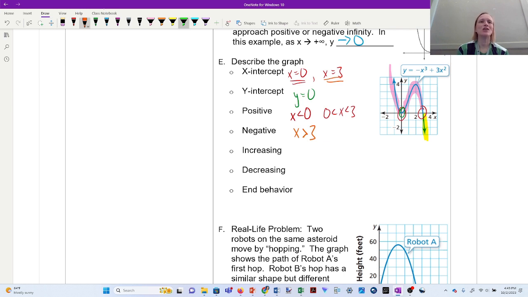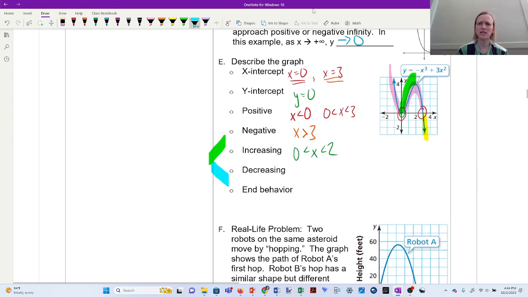Where is this graph increasing? Remember, increasing is going to be where the slope kind of looks like that, and decreasing is going to be where the slope kind of looks like that. So looking at my graph, where is this graph increasing? It's only increasing here, from the 0 up to this peak, and the peak seems to happen at 2. So that's what I'm going to write down. I'm going to say the graph is increasing when x is between the 0 value and the 2 value.